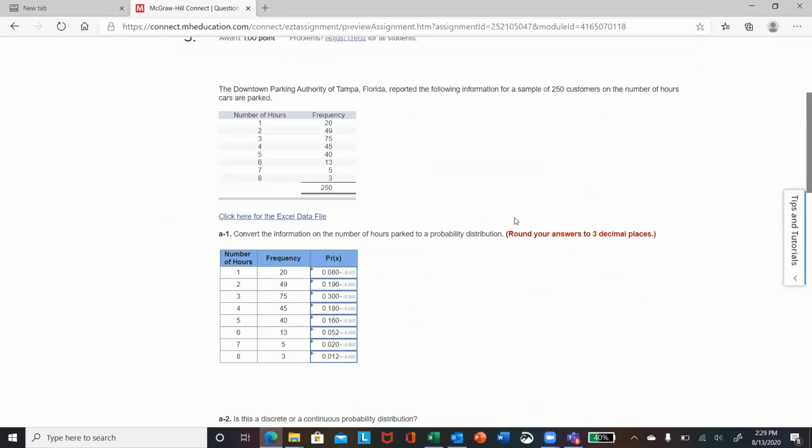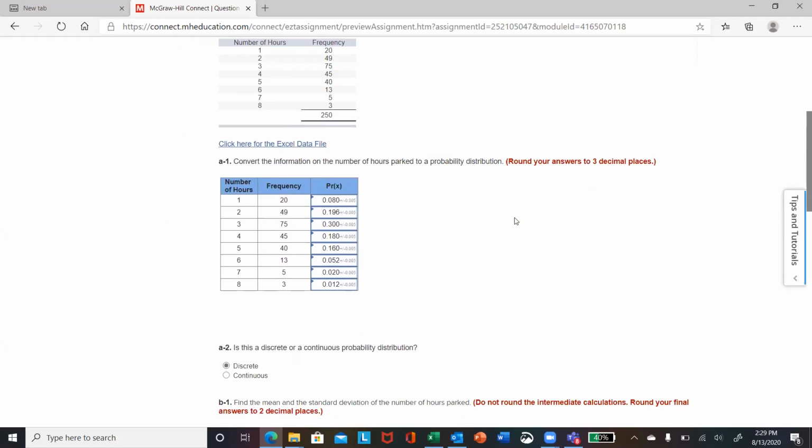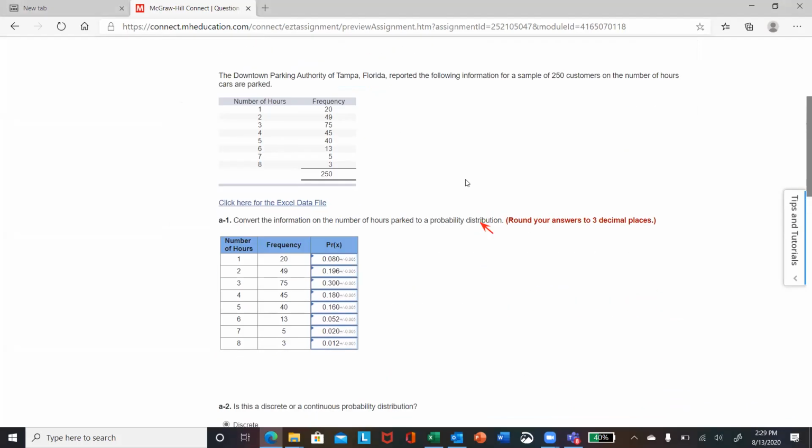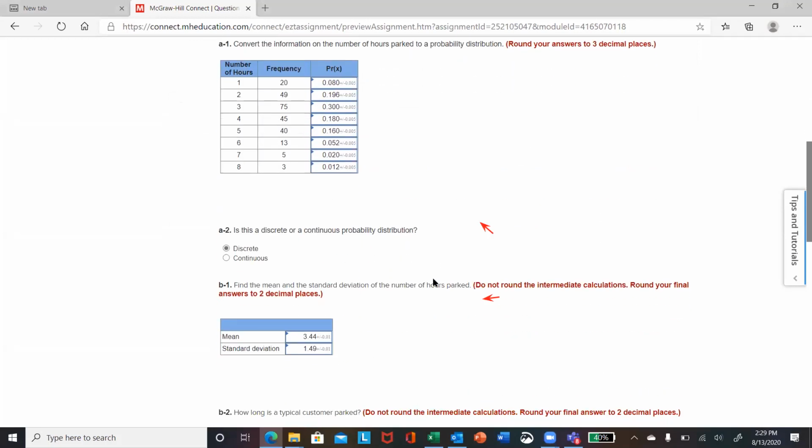Let's check out number 3, another table. I'll show you the Excel table in a minute, but here's all your frequencies. Once again, you can see you're going to convert all these numbers into a relative frequency. That's going to be your probability. In this case, it looks like everything's out of 250. So you'd simply take 20 divided by 250, 49 divided by 250, and so forth. And of course, that would be your probability table.